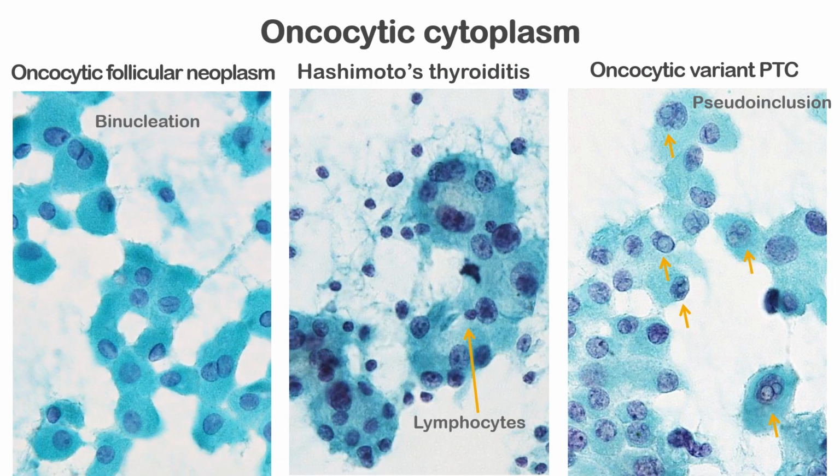These are oncocytic lesions. Oncocytic follicular neoplasm shows binucleation and no lymphocytes. In Hashimoto's thyroiditis, oncocytes show various sized hyperchromatic nuclei, and lymphocytes are present within the cluster of oncocytes. Intranuclear cytoplasmic inclusions indicate PTC.